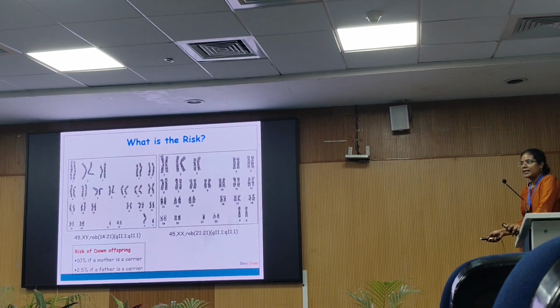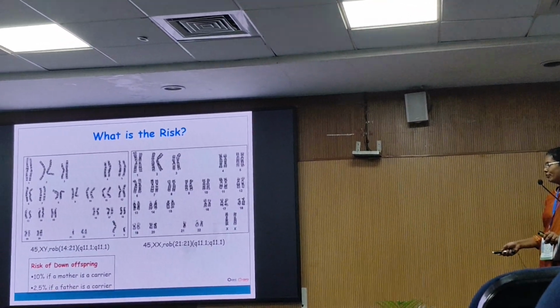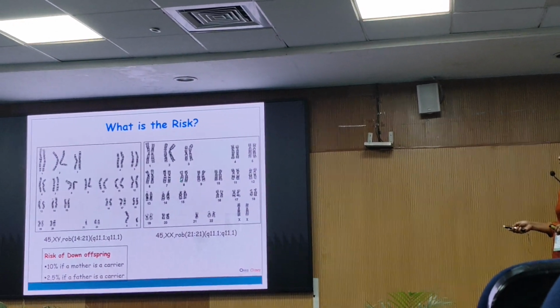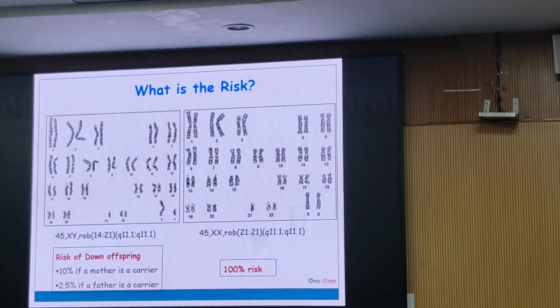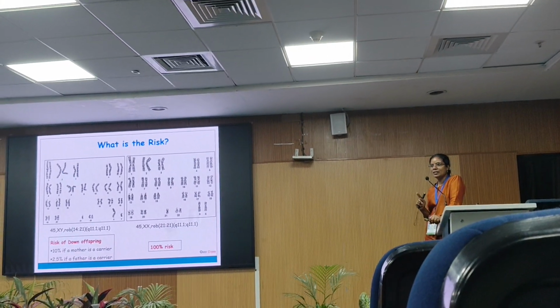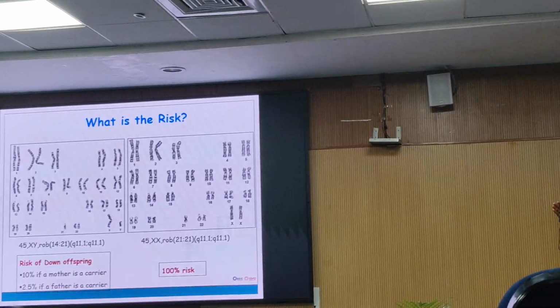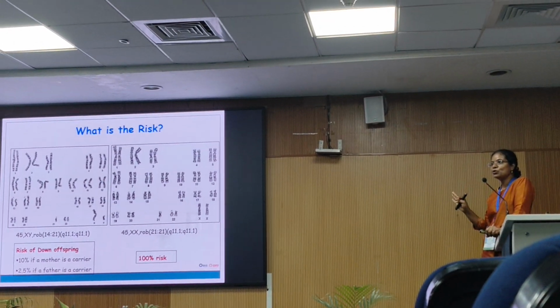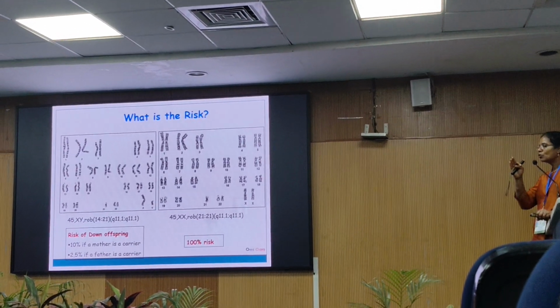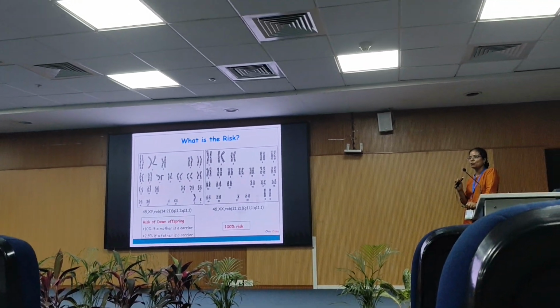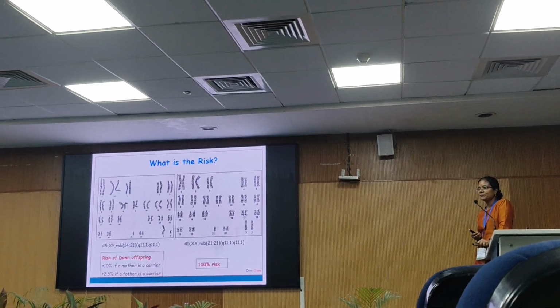It is 10% if the mother is a carrier. In this case, it is the father, so it is less than 5%. And here it is a 100% risk. The reason why I showed this is that in all these three cases it is a Robertsonian translocation, but how you should counsel is different. You should always know which chromosomes are involved, because that also will give you insight into how to go ahead with counseling.